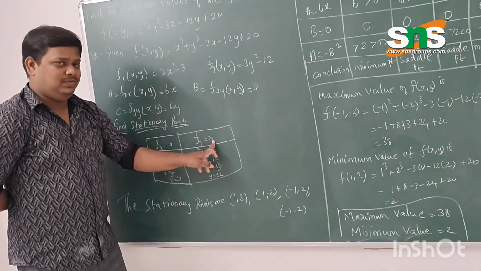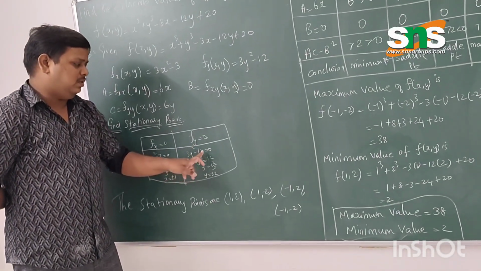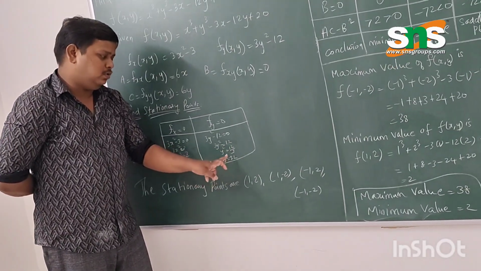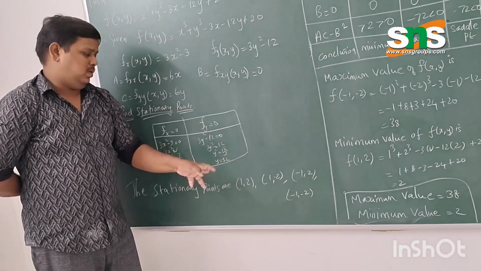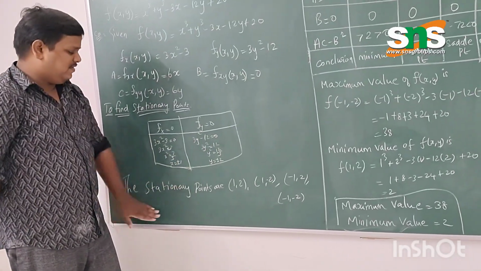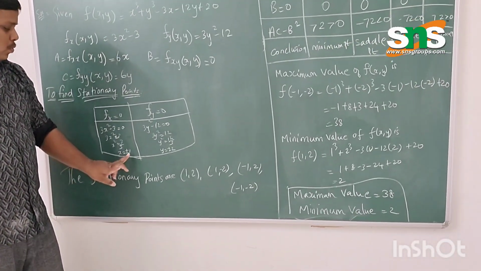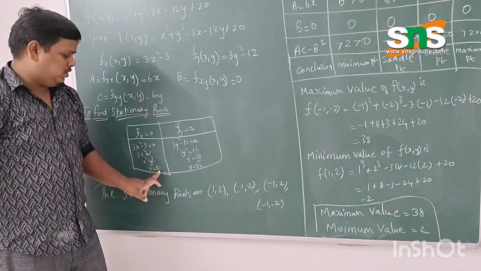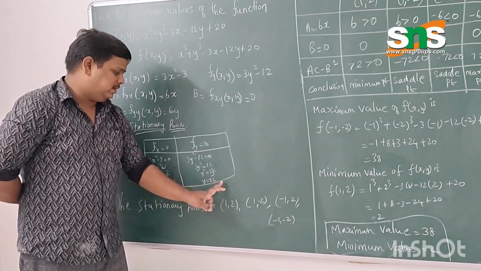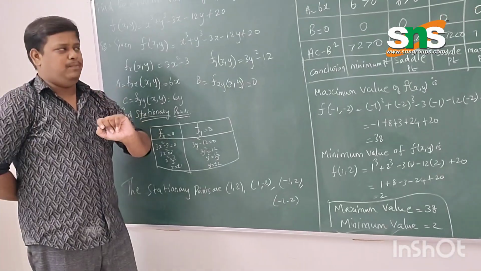Next, fy is equal to 0. 3y square minus 12 is equal to 0. 3y square is equal to 12, y square is equal to 4, so y is equal to plus or minus 2. So the final stationary points are 1 comma 2, 1 comma minus 2, minus 1 comma 2, minus 1 comma minus 2. We get 4 stationary points.